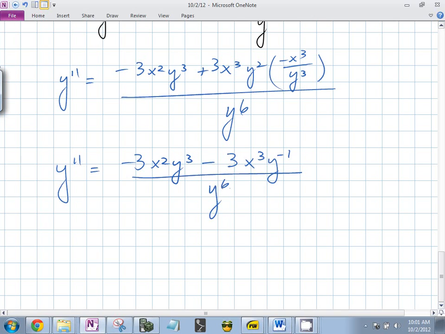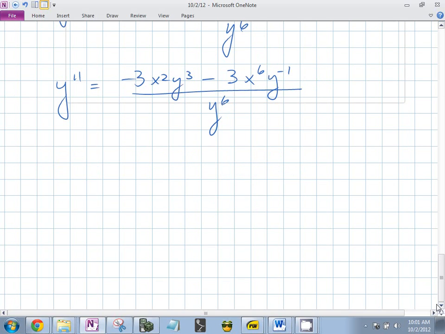6. That doesn't change. Why is it y to the negative 1? Why is it 3x? It's not x cubed. It's 3x to the what? Thank you. Why is it y to the negative 1? Because it's y squared over y cubed, which is y to the negative 1. Can you simplify this a little more maybe?